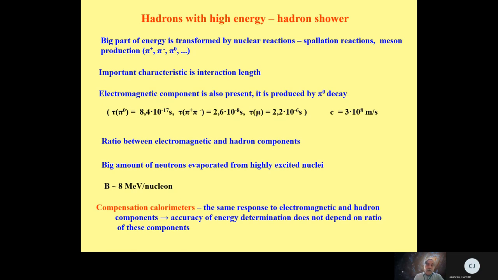The same or similar is true for pi plus and pi minus, because it's possible that these two mesons decay with this decay time to muons and neutrinos. And these muons decay to electrons and neutrinos. That means in the end, you will again obtain an electron with very high energy, and it's possible to obtain an electromagnetic component in this hadron shower.